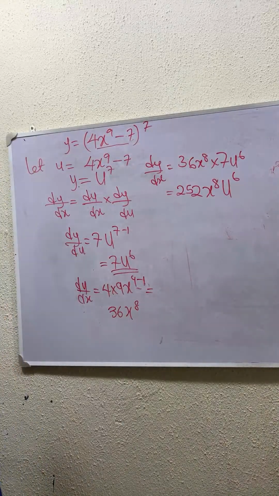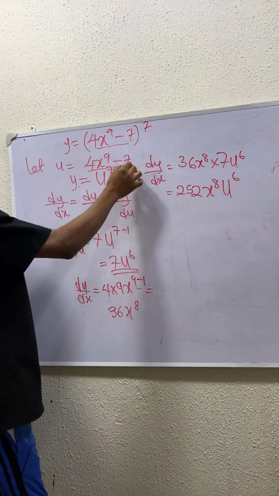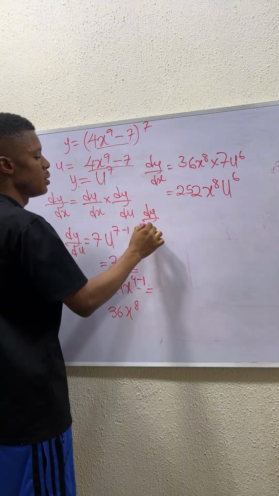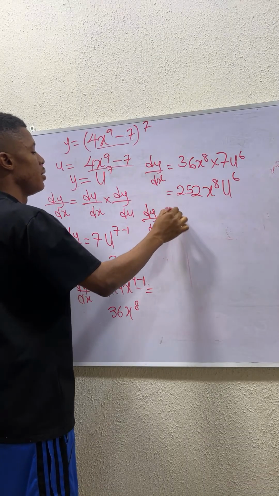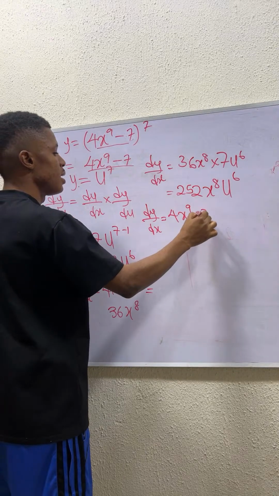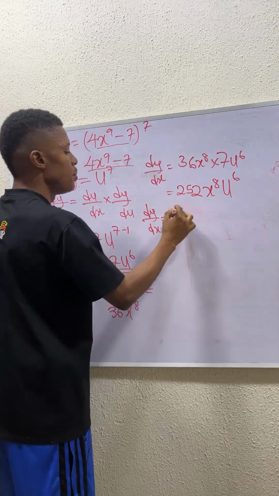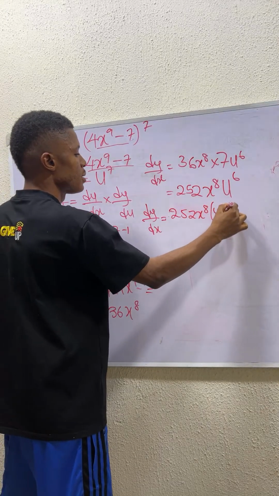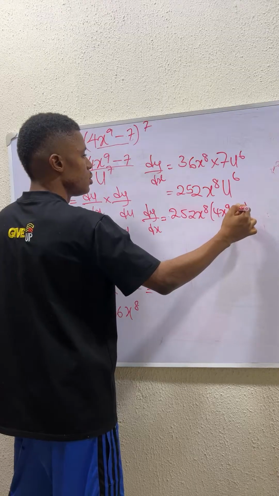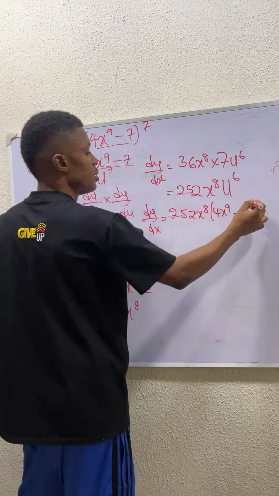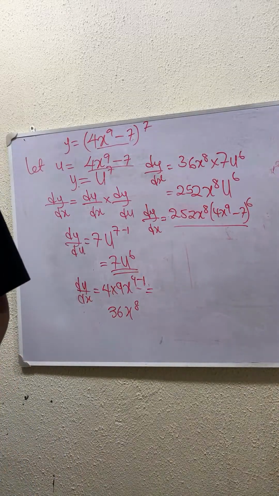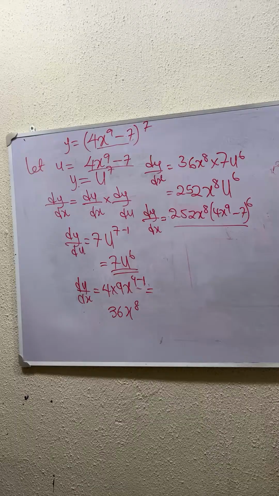Our u is 4x power 9 minus 7. So differentiating y with respect to x will now be 252x power 8 into (4x power 9 minus 7) to the power of 6. And that's the derivative. So differentiating a function is very, very easy. Bye for now.